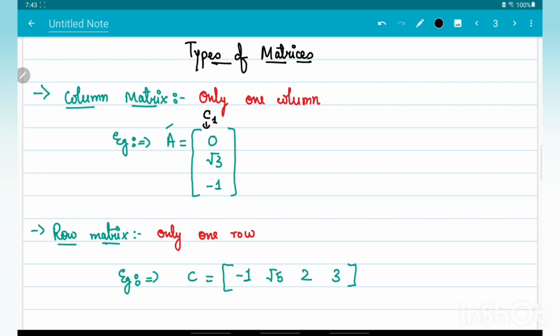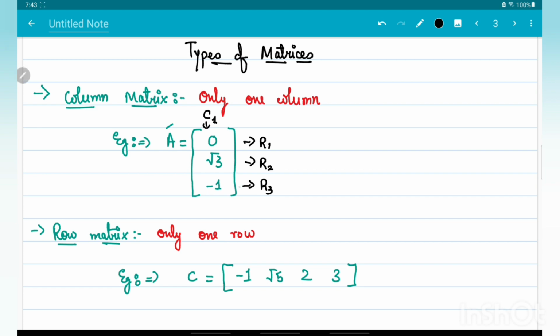Now if you ask me how many rows are present in this matrix, you can see there is row 1, row 2 and row 3. So there are 3 rows present in this matrix. So basically the concept of a column matrix is that we are not worried about the number of rows. There should be only one column present in that matrix. Only then it becomes a column matrix.